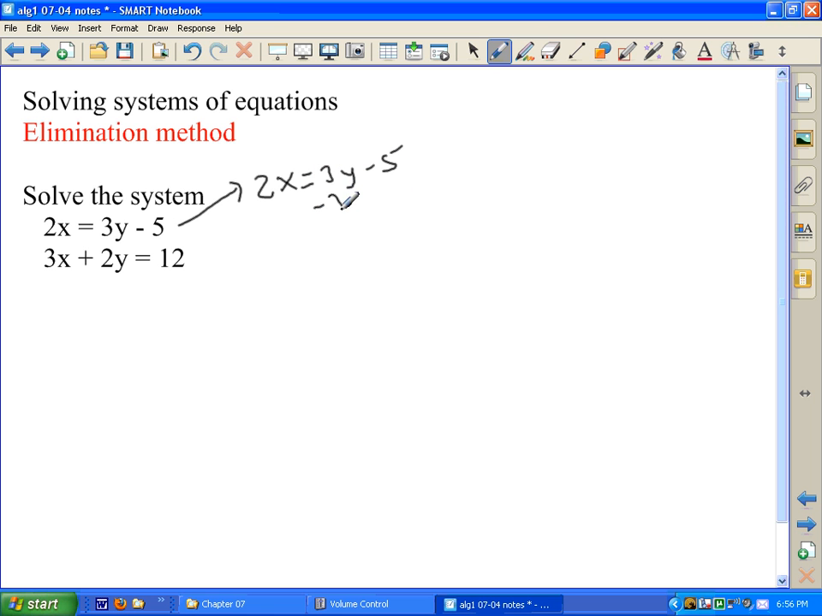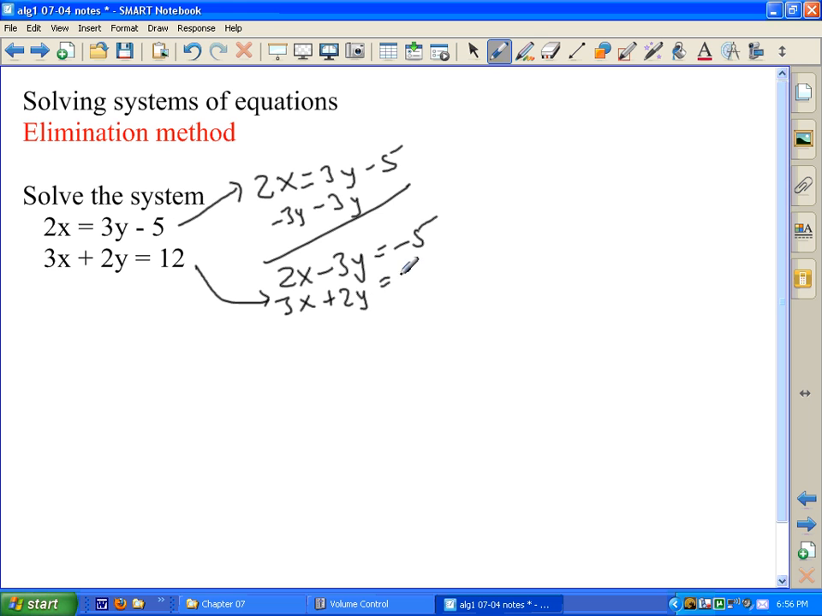Standard form has the x's and the y's on the same side, so if I subtract 3y from both sides, I get 2x minus 3y equals negative 5. Now that's in standard form. The second equation is already in standard form.